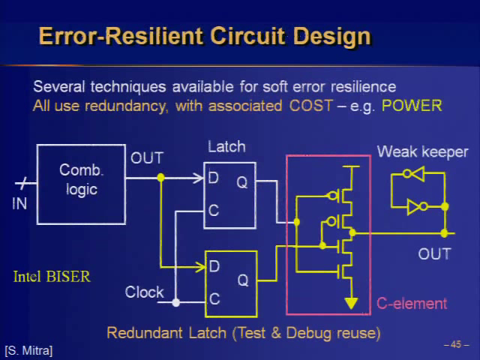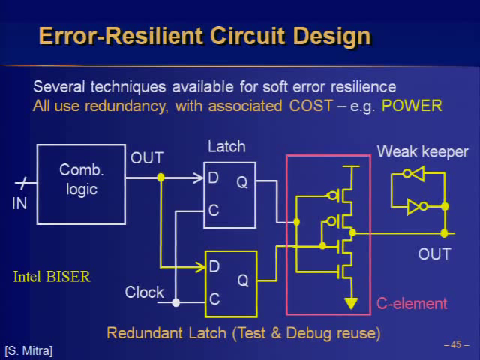So what I have on this slide is a particular latch design that was created at Intel. It's called BISER, built-in soft error resilience. And the main point is that all techniques for error resilience or fault tolerance have to use some redundancy. There has to be redundancy either in space or in time. So either you duplicate elements and then compare their outputs, or you roll back and retry. And this redundancy effectively comes at a cost, for instance, an additional power cost.